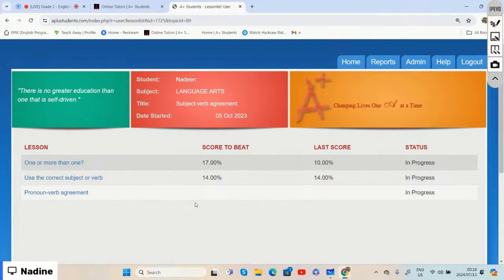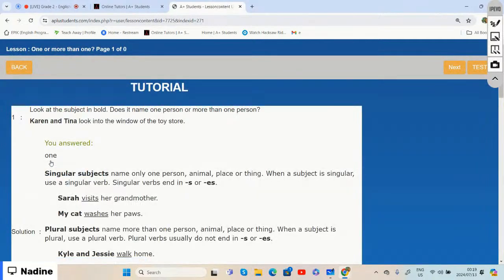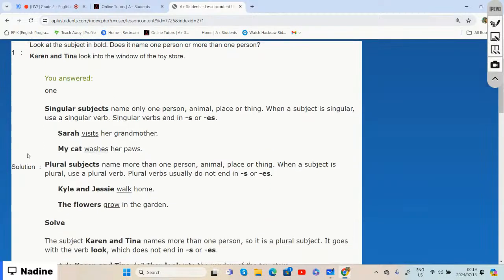All right. So now we're going to the first lesson, which is one or more than one. If we look at the words one or more than one, I can only think of singular or plural. One refers to singular, more than one refers to it being plural. And we made mention of our singular subjects as well as our plural subjects and how they need to agree with the verb.